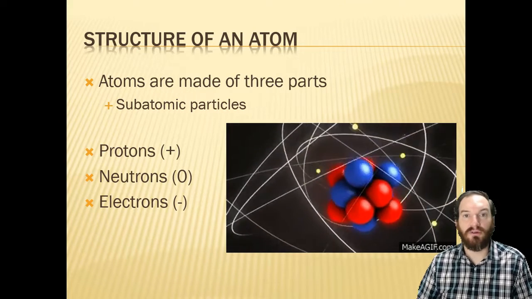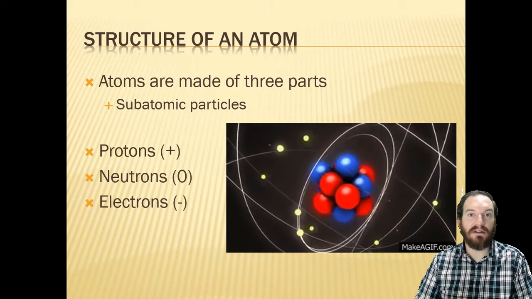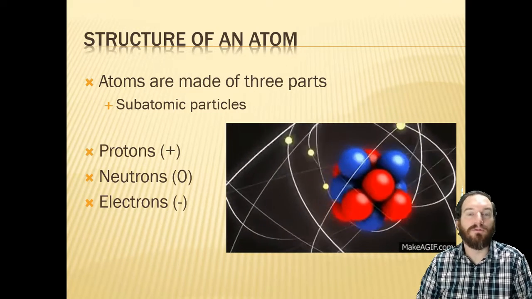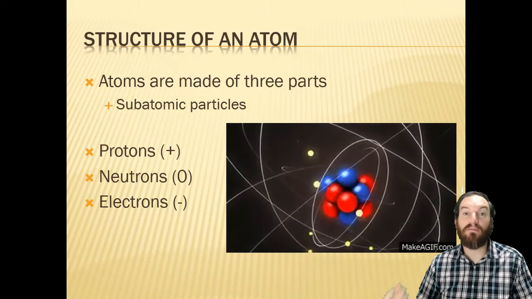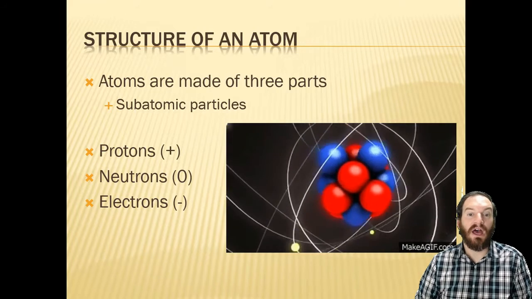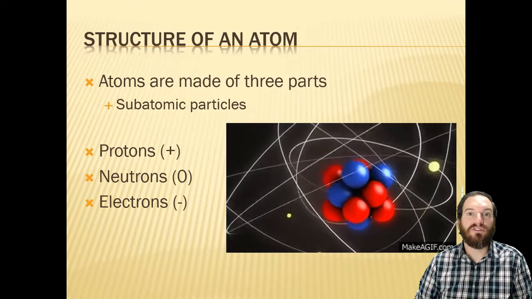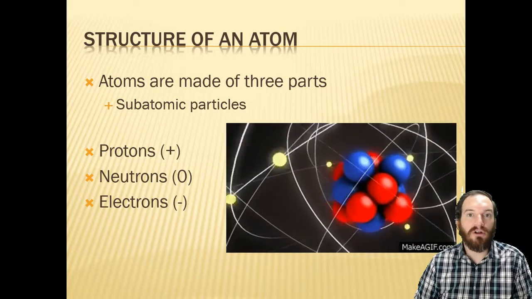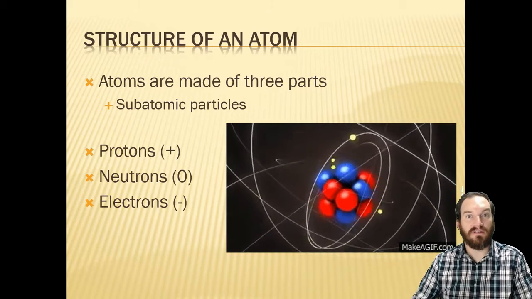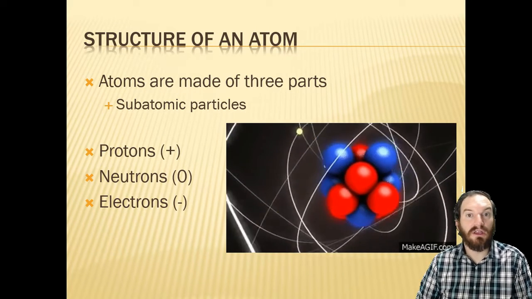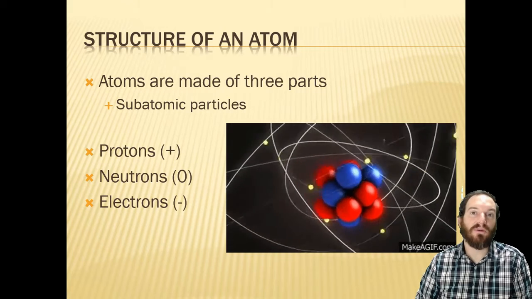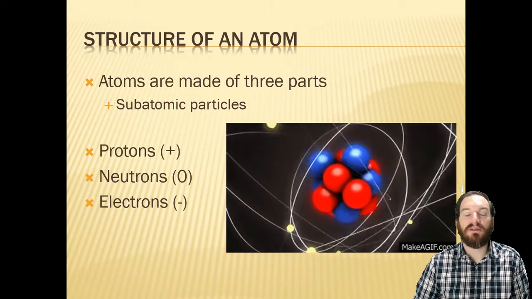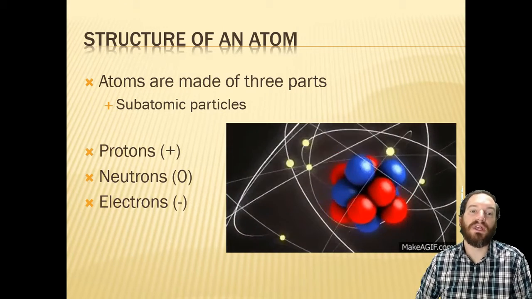Sub means smaller. So smaller than an atom particles. That makes sense, hopefully, to you. These are the things that combine together to form an atom. Think about it like subhuman parts, maybe like your kidney, your liver, your arm, your brain, all those things. Singularly, they're not a human, but they combine together to form a human. So what we're really talking about here is the things that combine together to form an atom.